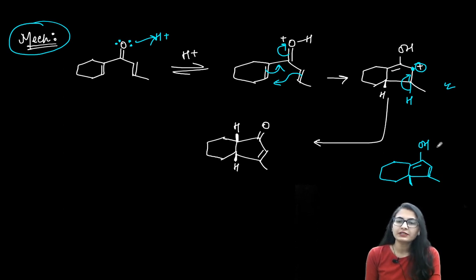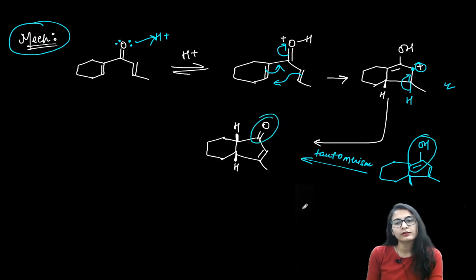Now you see that there is tautomerism possible. Yes, it is tautomerism which is taking place over here. The enol group could now be converted to the carbonyl keto group like this, and the double bond remains as it is.